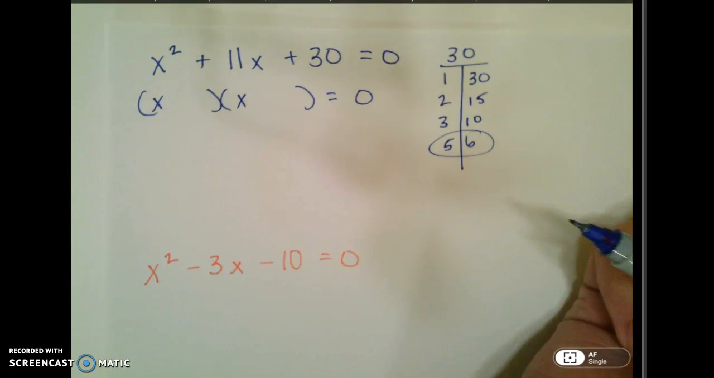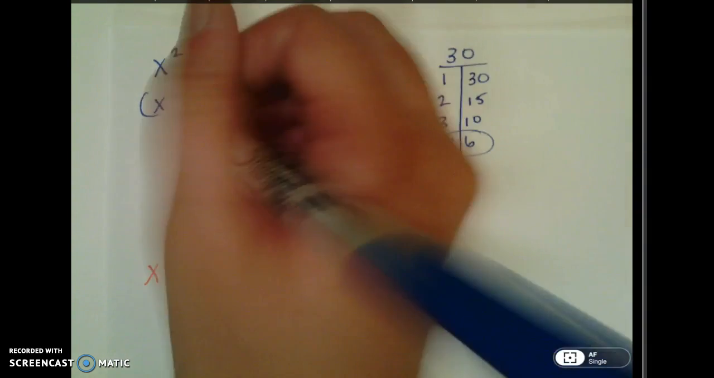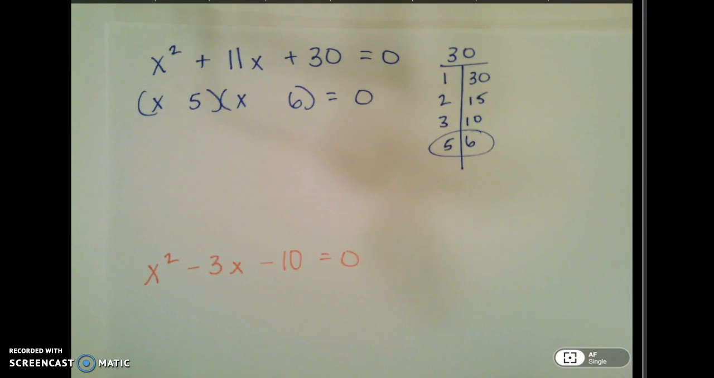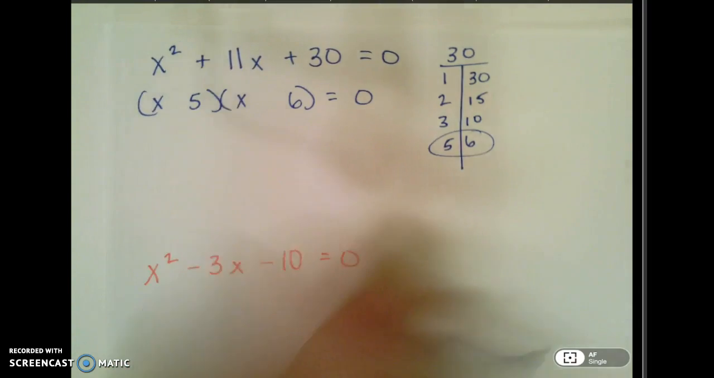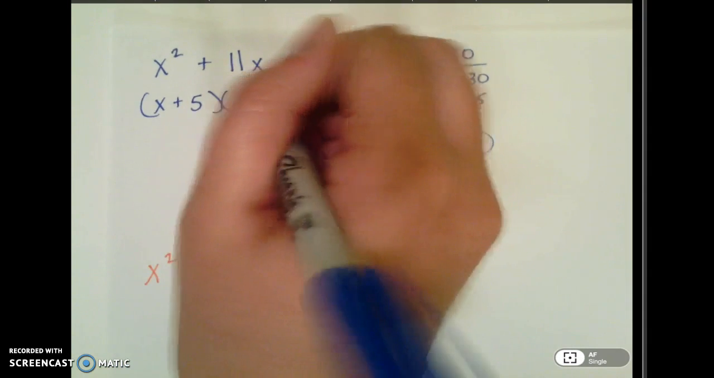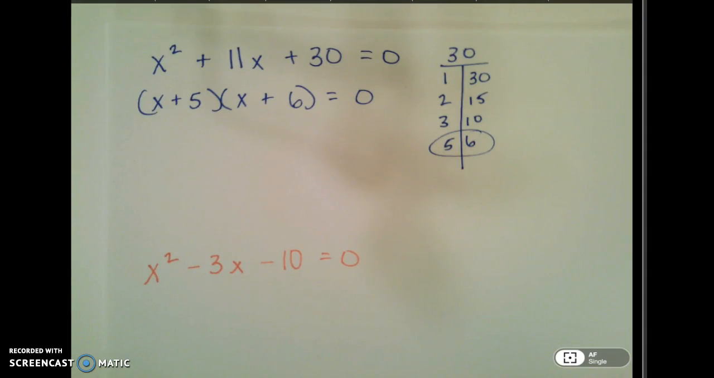So I know I have x times x gives me x squared. And we just decided to use 5 and 6. That multiplies to get 30. And then in order to have a positive 11, I need a plus 5 and a plus 6. So that's all for number 1.